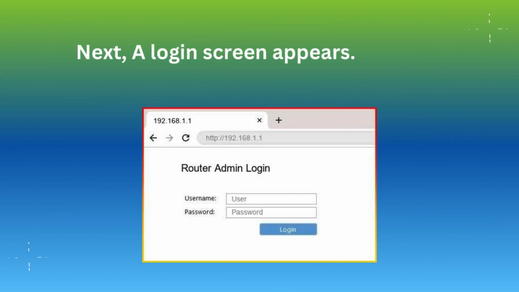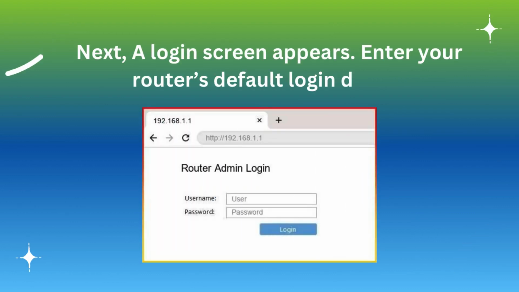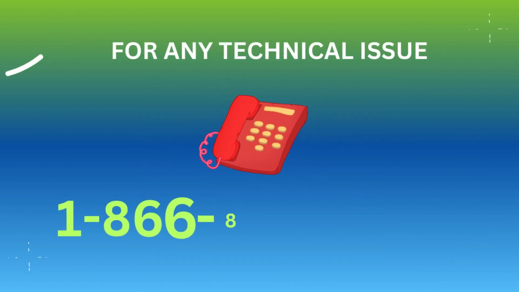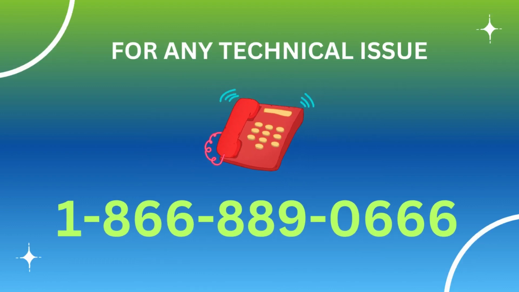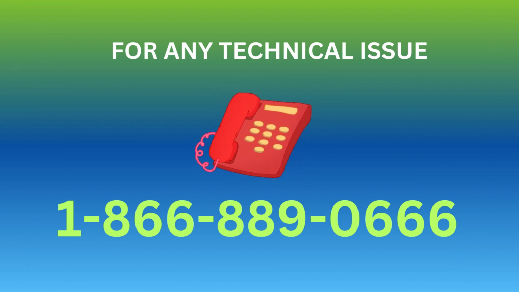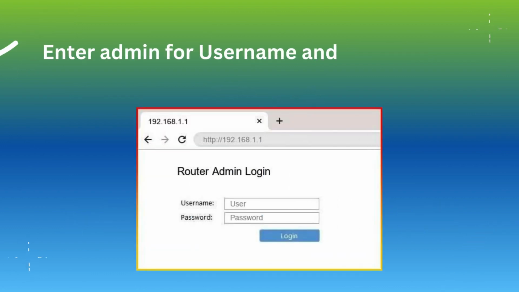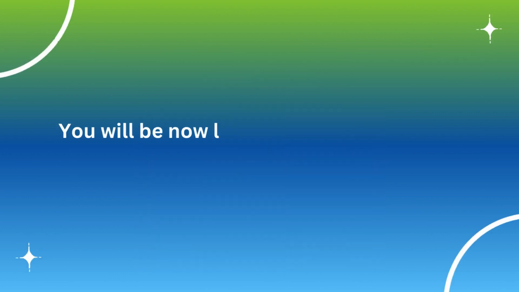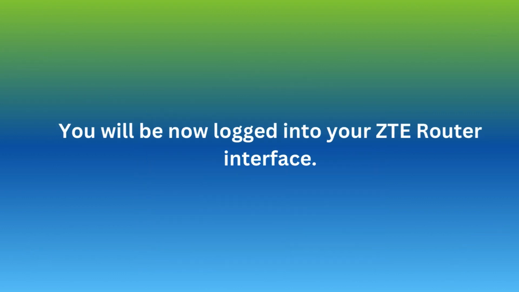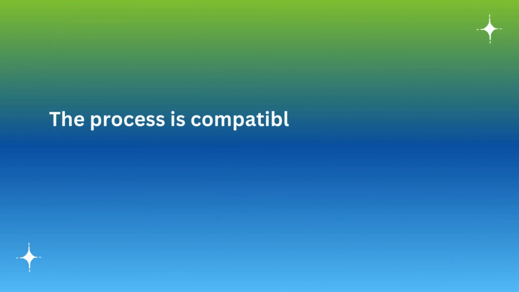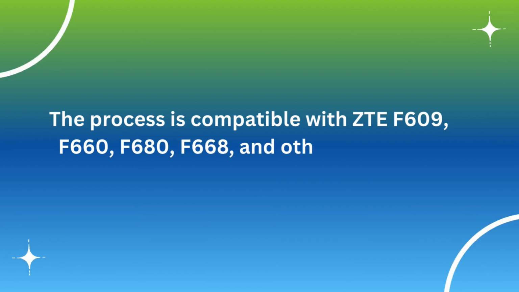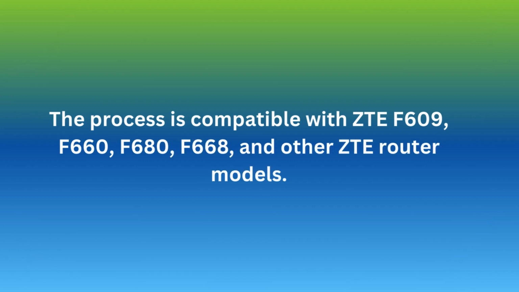Next, a login screen appears. Enter your router's default login details. Enter admin for username and password and click Login. You will be now logged into your ZTE router interface. The process is compatible with ZTE F609, F660, F680, F668, and other ZTE router models.